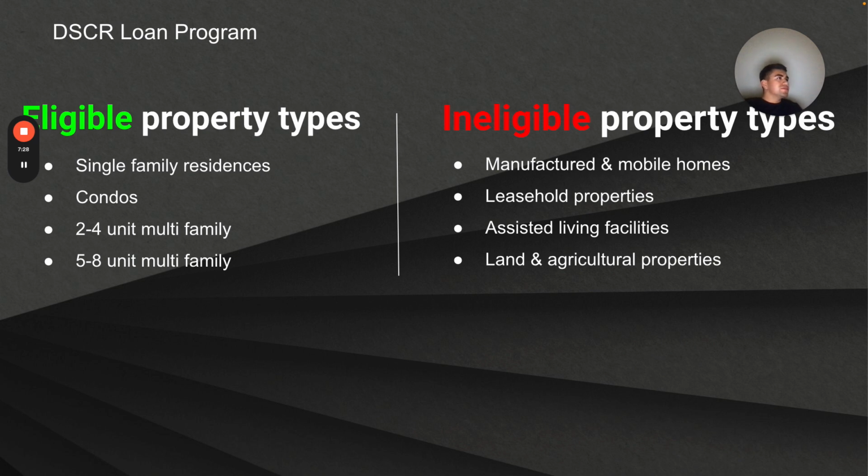Manufactured and mobile homes typically do not tend to appreciate much in value, so they're not going to lend on that. Leasehold properties, there's too many complications with that. Assisted living facilities, that's technically considered a commercial property, okay, because it's business purpose. It has a business use. You're basically operating a business out of that property, so those are ineligible. We can do those on a separate program, but that'll be commercial financing. Okay, land and agricultural properties, same thing almost as the manufactured and mobile homes. The collateral is just not there.